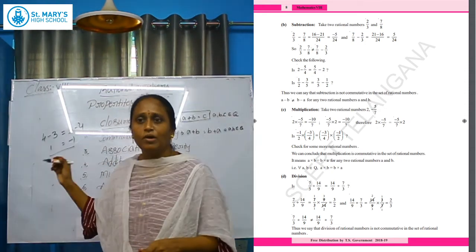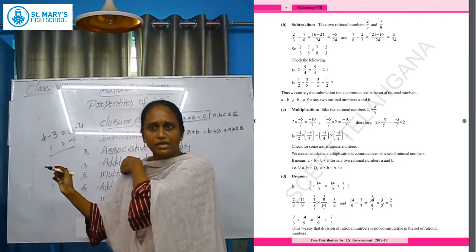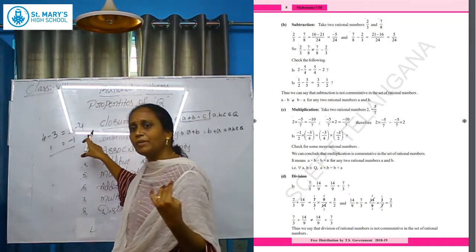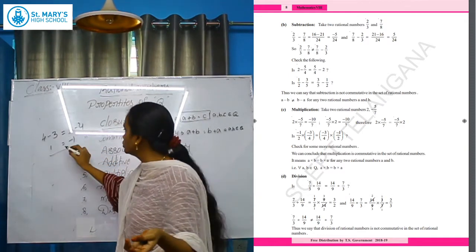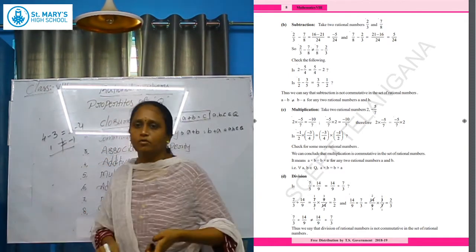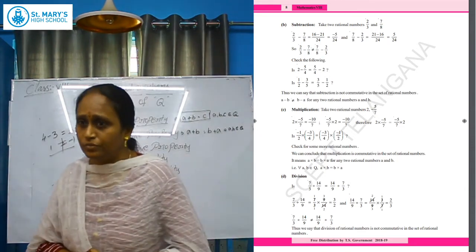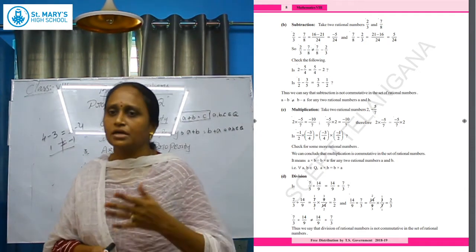Observe here, 1 is equal to minus 1? Are these both equal? No. Here 1 is the positive integer and minus 1 is the negative integer. So these two are not equal. That means the commutative property is not possible under subtraction.